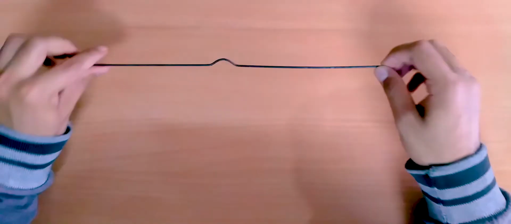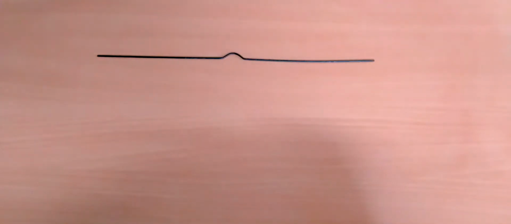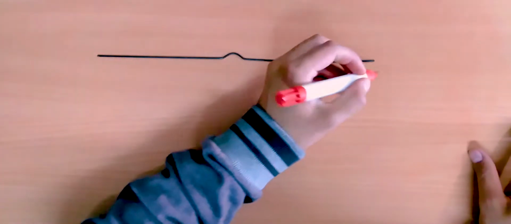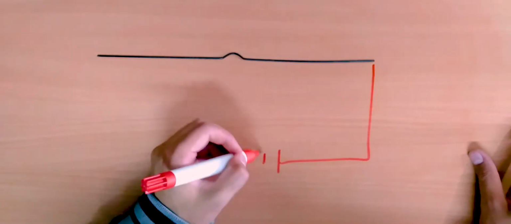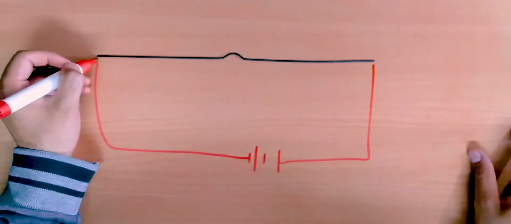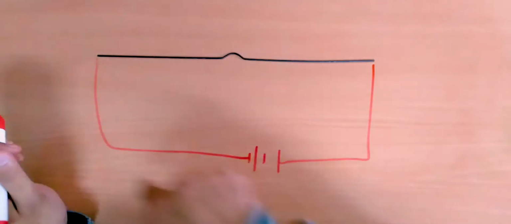Here I have a steel wire. It is just a piece of metal, and if I connect it to a battery, I'll just draw the battery like that. I will obviously have some current flowing through this conductor.